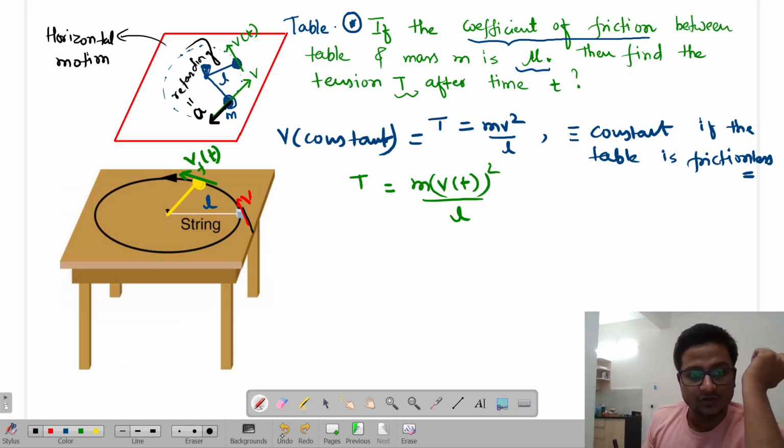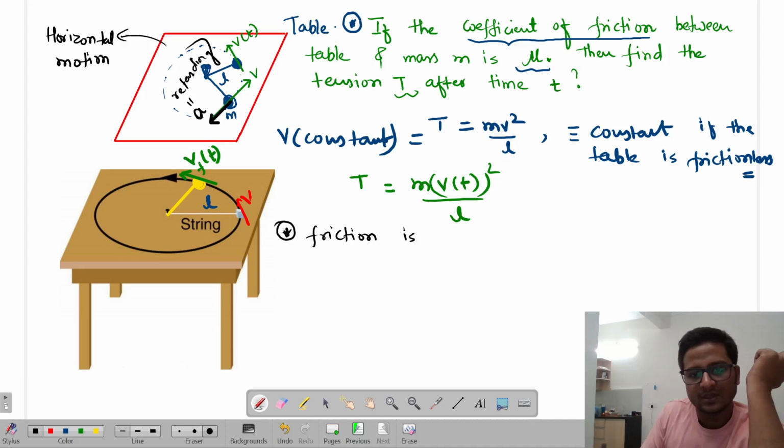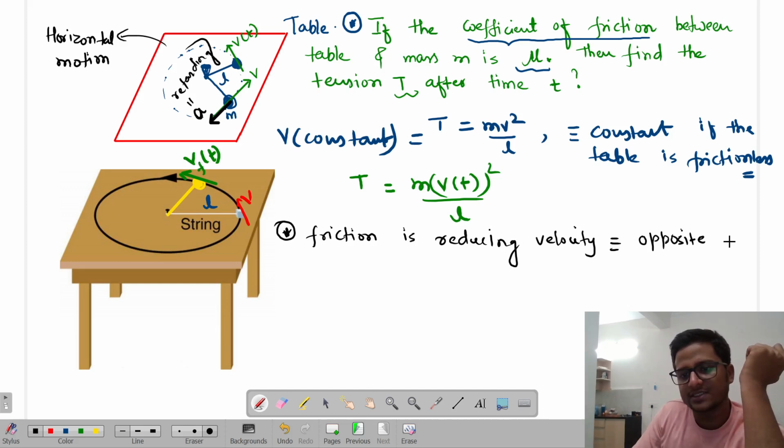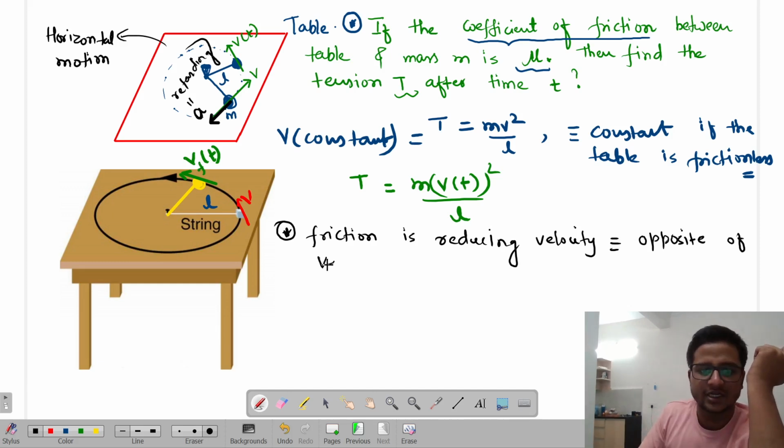See, this question is too much conceptual based. First you have to see which thing is reducing velocity. Simple, friction is reducing velocity. Next, I got that friction is reducing velocity, but then the question is, which is the direction of friction? So friction direction is always opposite of the velocity. Remember that. Not opposite of acceleration, opposite of velocity. Okay. So friction will always be present opposite of velocity.